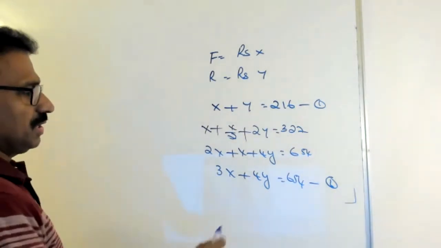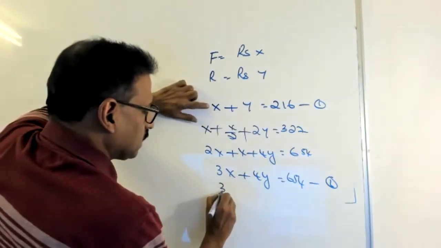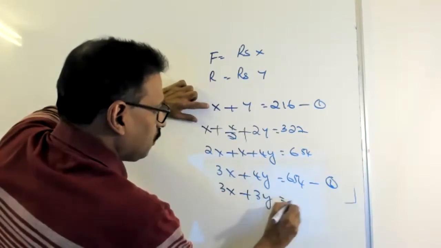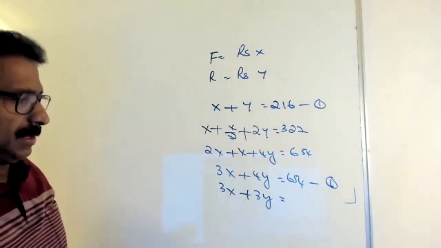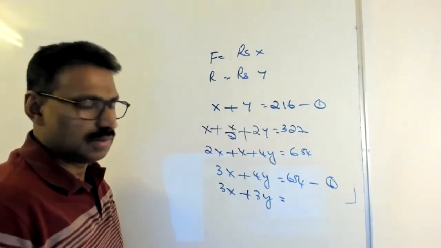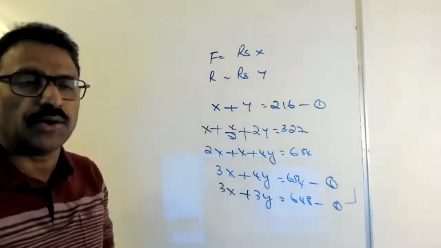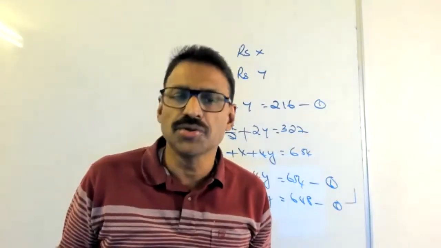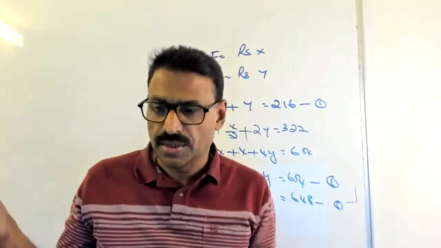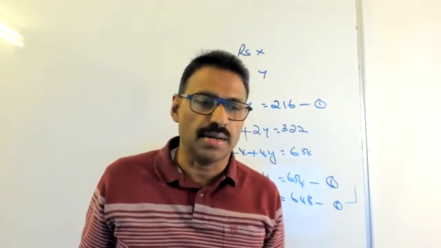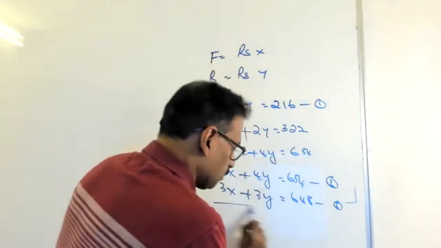It is simple now. You can multiply the first equation by 3. 3x plus 3y equal to 216 into 3, how much? 216 into 3 is 648. Okay, if you are expert in cross multiplication, I don't have any problem. You can use any method: cross multiplication, elimination, or substitution. I don't want a specific method here. Only the solution is enough.